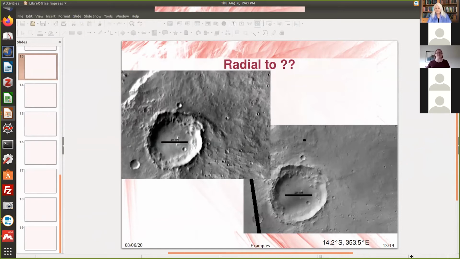So I don't know if you guys can see my pointer. Hopefully you can. Yes.